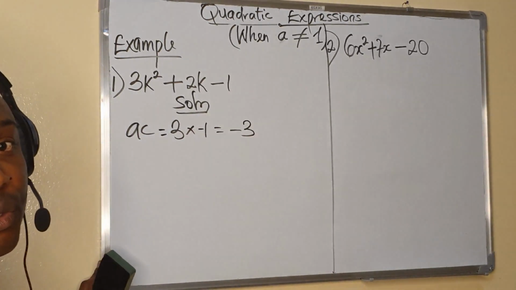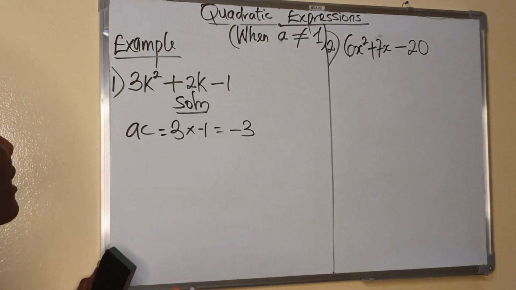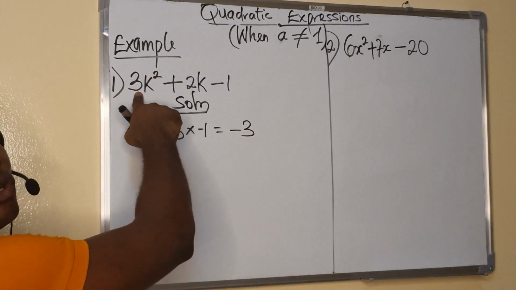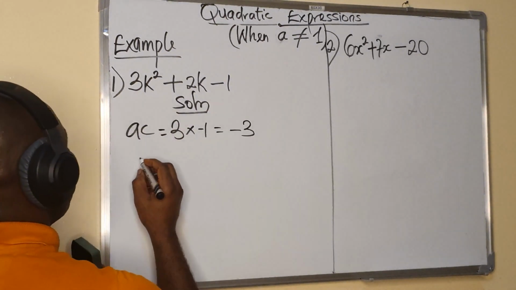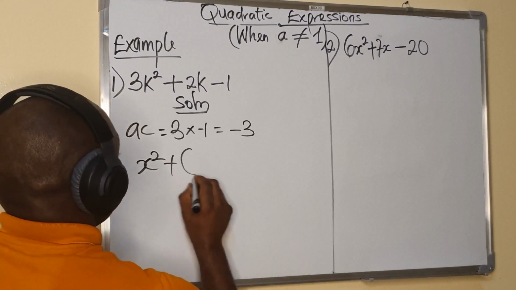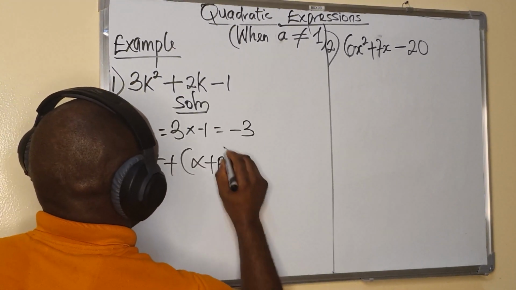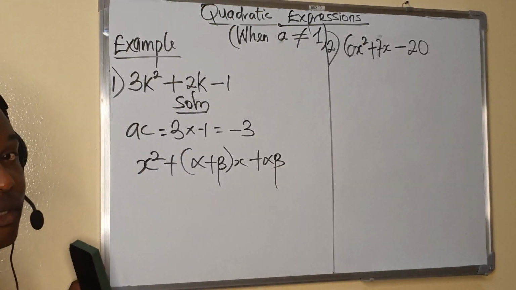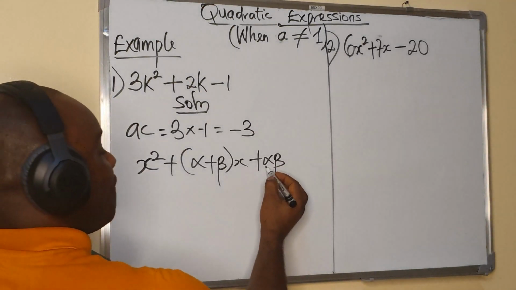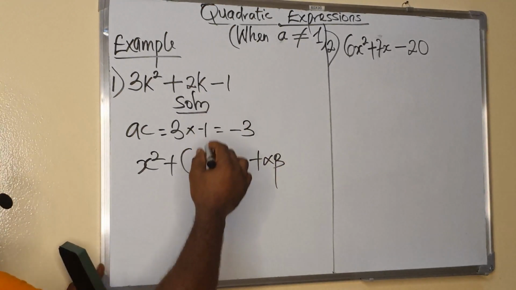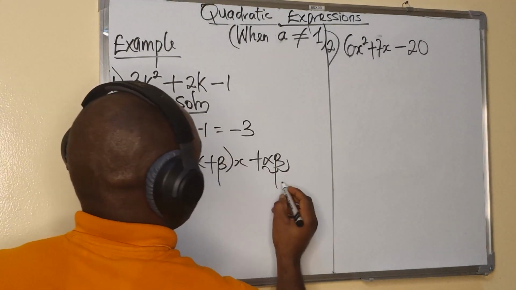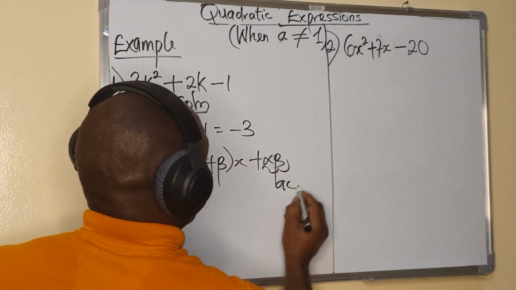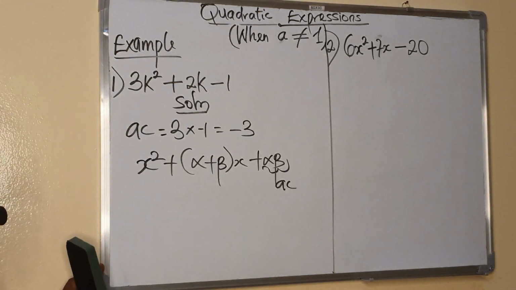Now remember also that when we dealt with quadratic expressions when a was equal to 1, we used the expression x squared plus open bracket alpha add beta close the bracket x plus alpha times beta to work it out. In that case, our alpha times beta was c, but this time around our alpha times beta is no longer c but ac. We should have that in mind.